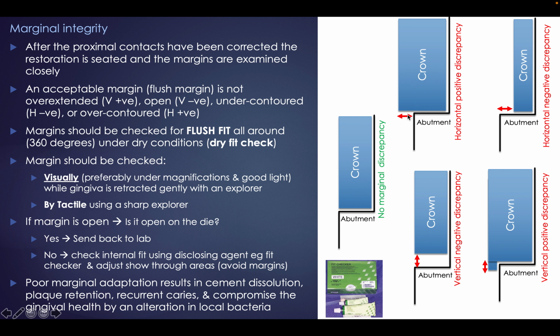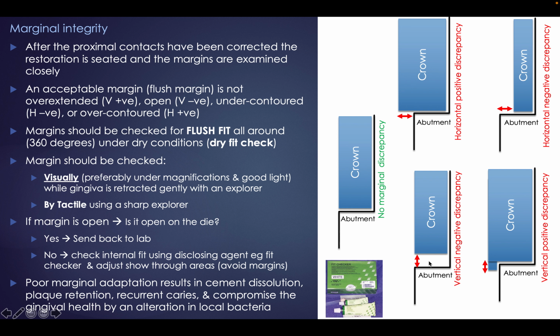There are a couple of discrepancies. Now, the gaps, look, horizontal discrepancy. It could be fitting vertically correct, no gaps, but there is hypocontour or overcontour. And as we said, this is a problem if you don't give them the right emergence profile. Here, if there is a discrepancy, you adjusted the contact, but you still have a gap.